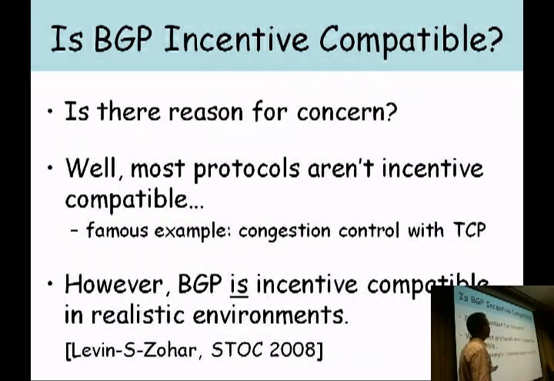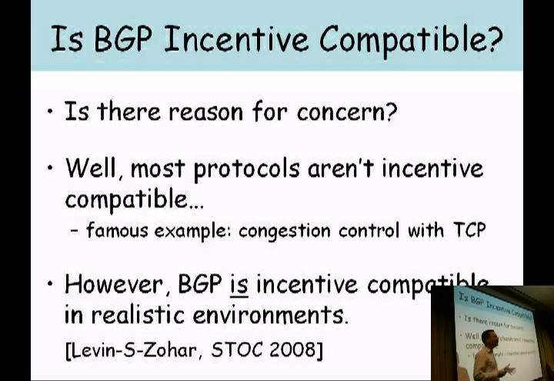So first of all, is there a reason for concern? That is, why shouldn't BGP be incentive compatible? And the reason it shouldn't be incentive compatible is that normally protocols aren't incentive compatible. Like as a rule of thumb, your average internet protocol is not. And one famous example is actually the other standard universal internet protocol, which is TCP, which handles congestion control on the internet.